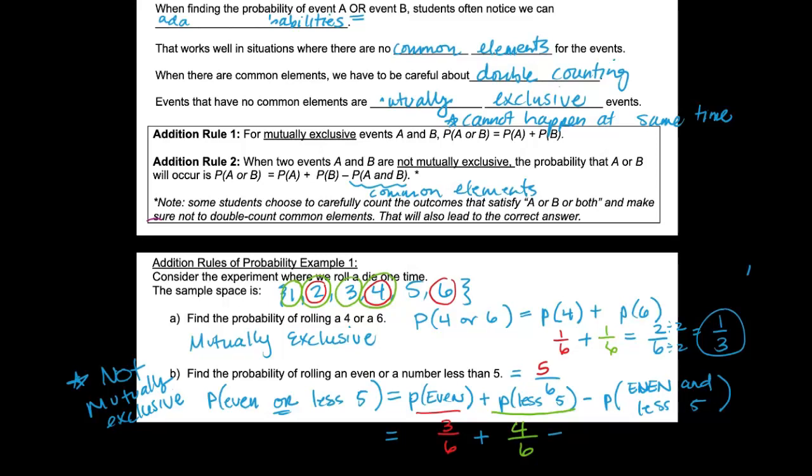It says, hey, count all of the numbers that are even and less than 5, and you can see those are the ones that we double counted. So there were 2 of those. And so I'm going to subtract out 2. So now I'm going to keep the denominator 6, and I'm just going to add and subtract the numerator. So 3 and 4 is 7, minus 2 is 5, and I got the same answer as what I got in the beginning.